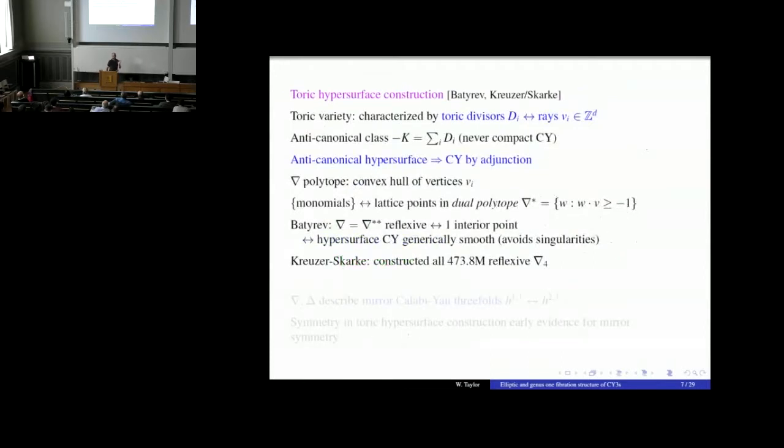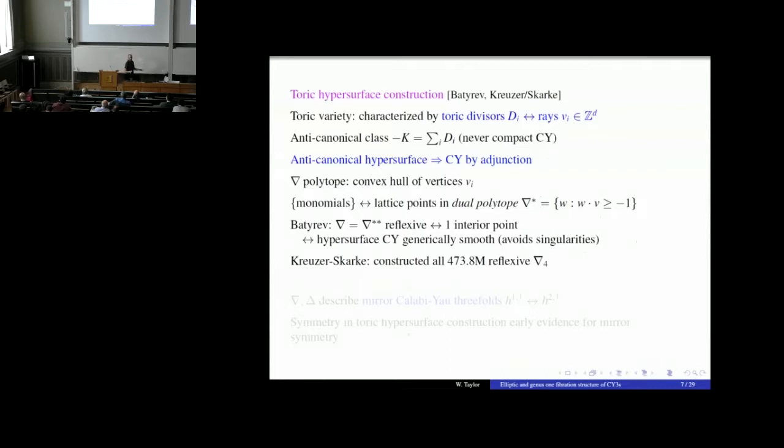Okay, so let me turn to this toric hypersurface construction, which will be the big class that we'll consider. That's the big picture of how we can systematically describe the elliptic Calabi-Yaus, but how do they fit into the known set? So we'll look at this 474 million constructed by Kreutzer and Skarke using the Batyrev approach.